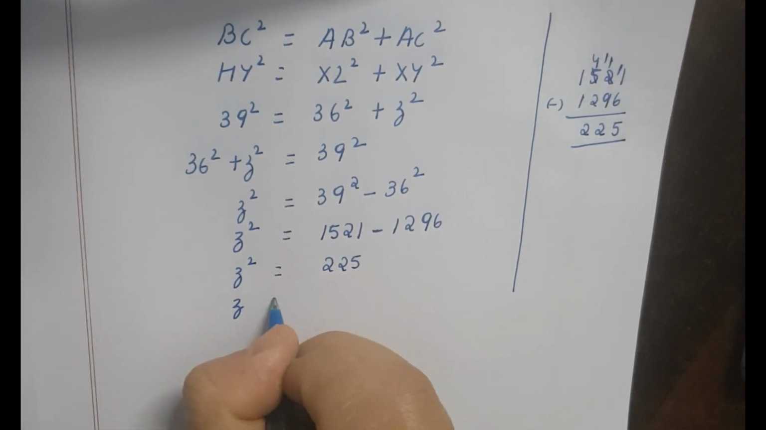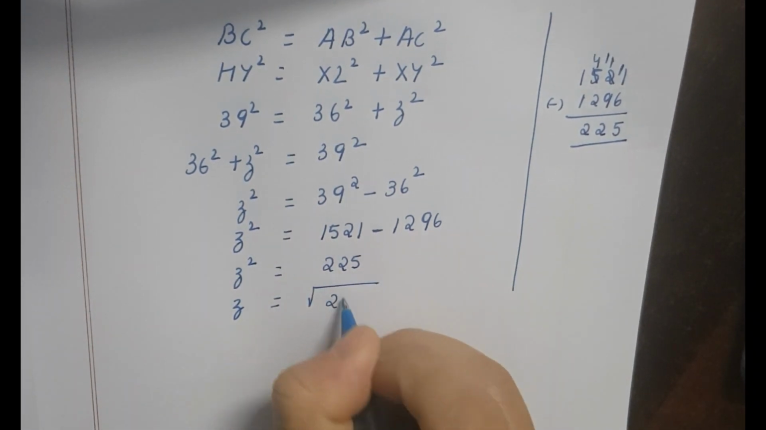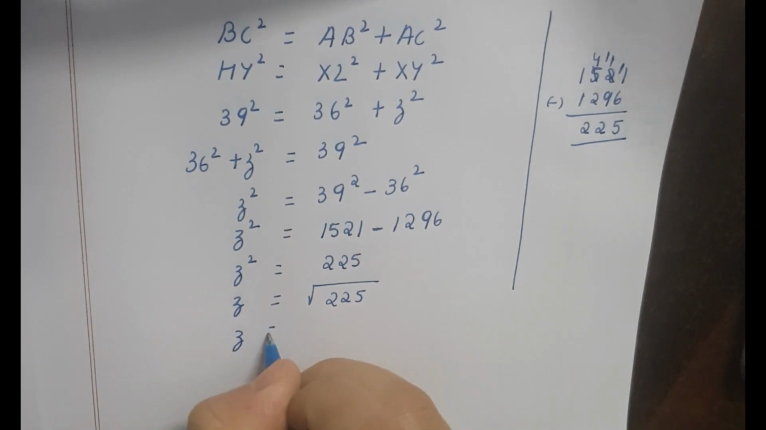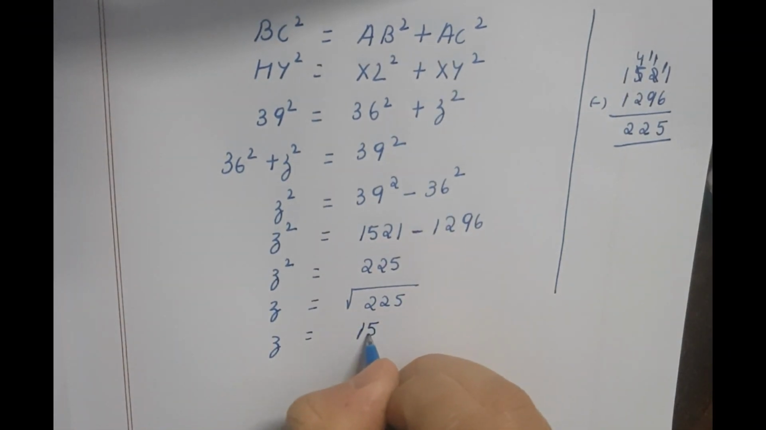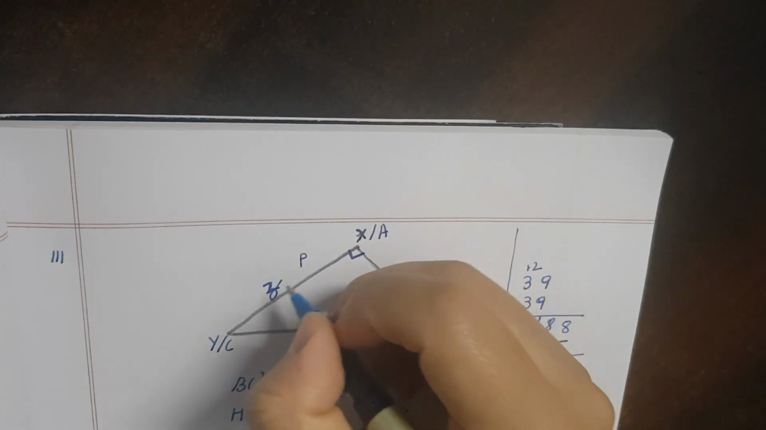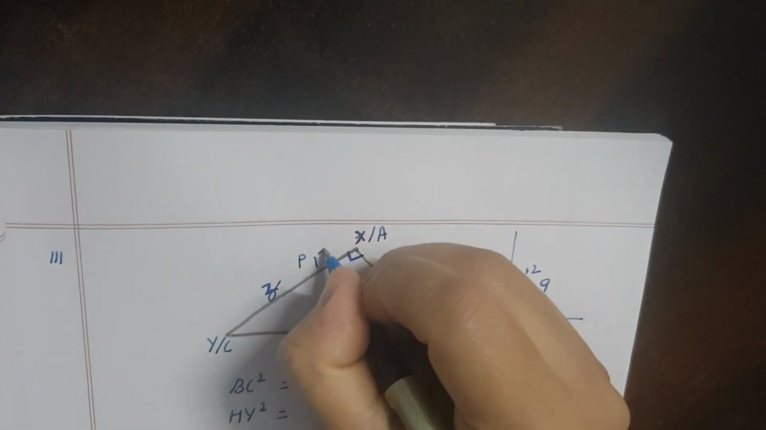நம்ம Z தான் கண்டுபிடிக்கணும். So அப்போது root of 225 என்னது? So Z is equal to root of 225 is 15. So Z ஓட வேல்யூ 15. Z is equal to 15.